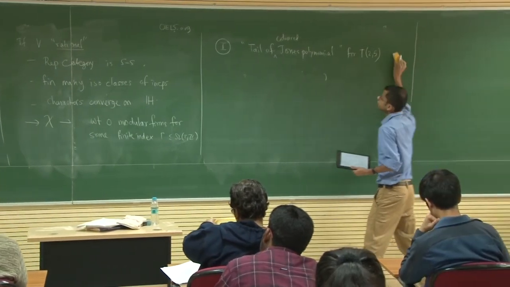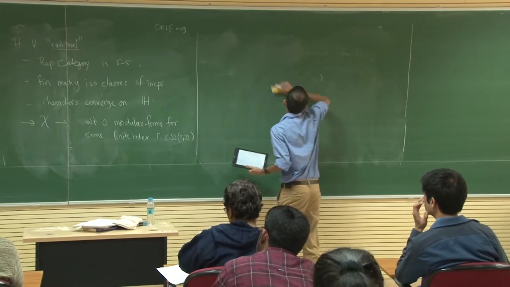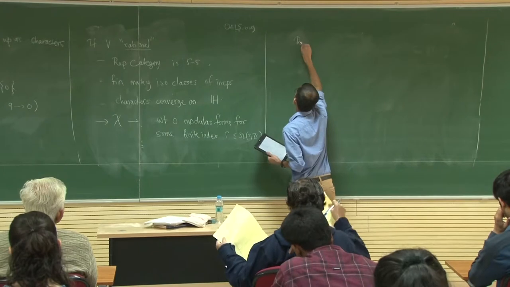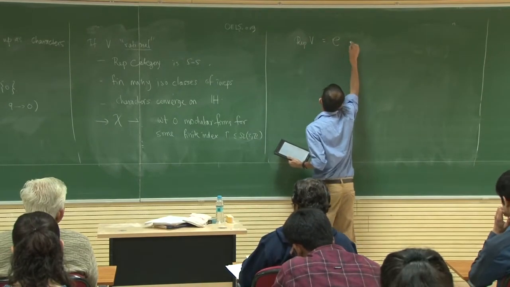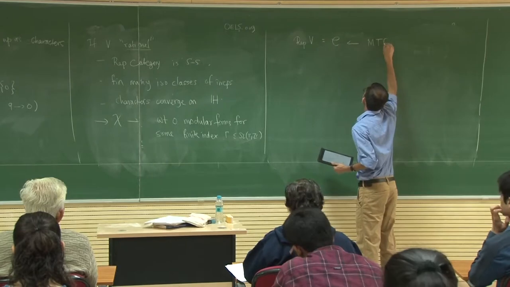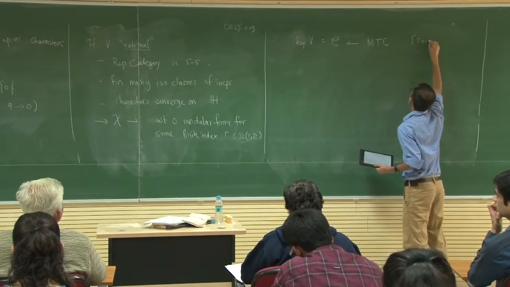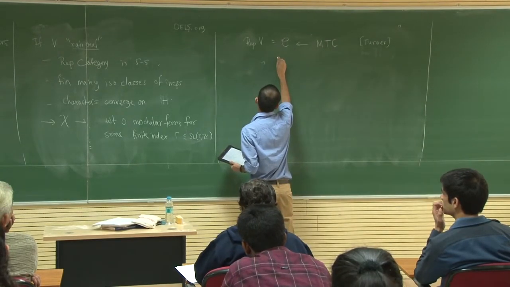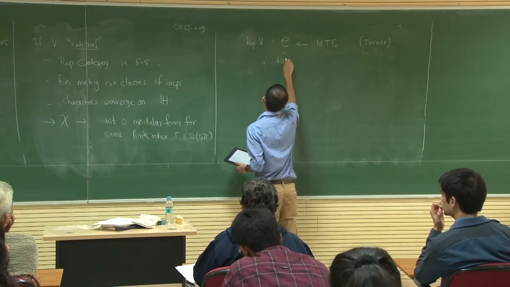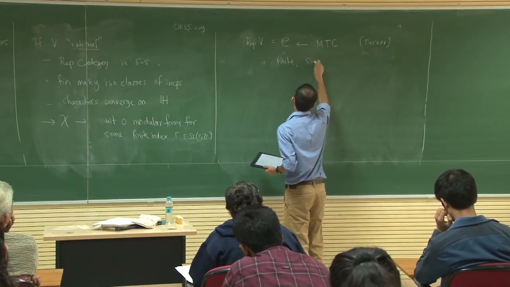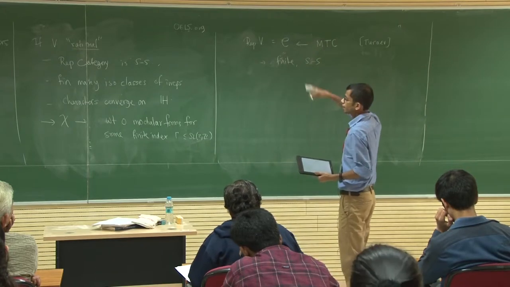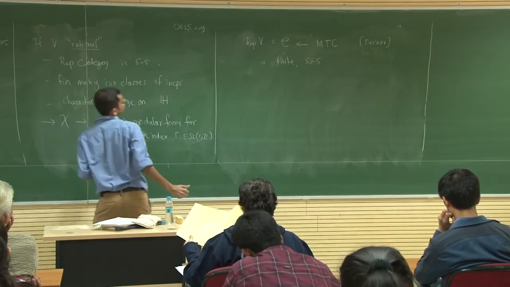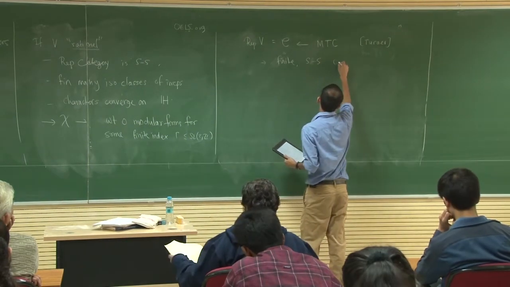These nice VOAs lead to tensor categories which are called modular tensor categories. Let's call this category C. This ends up being a modular tensor category. Look at the book of Turaev. What this is, is that it is a finite semi-simple category. Finite means that there are finitely many isomorphism classes of irreducibles. Every object has a finite length. So finite semi-simple category.